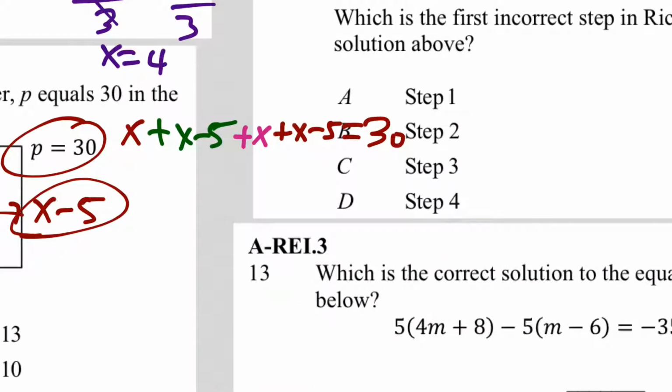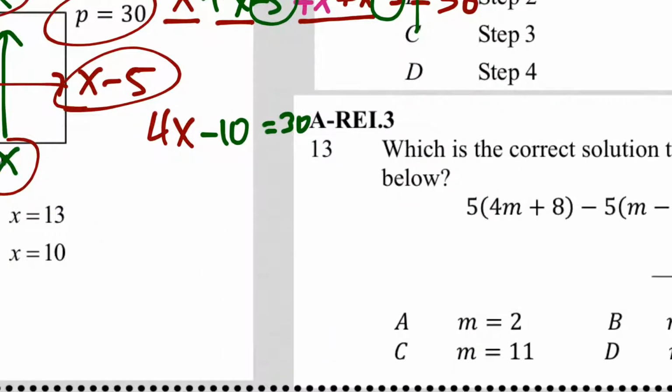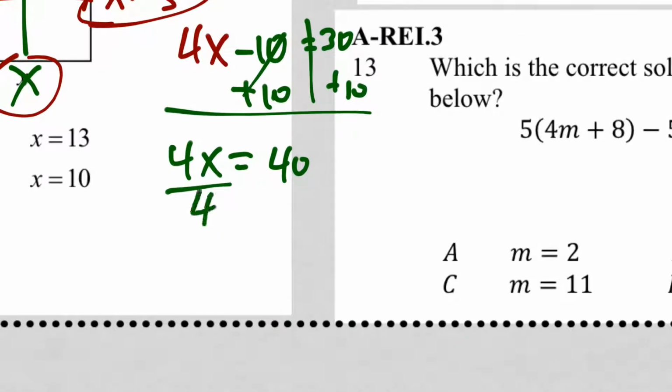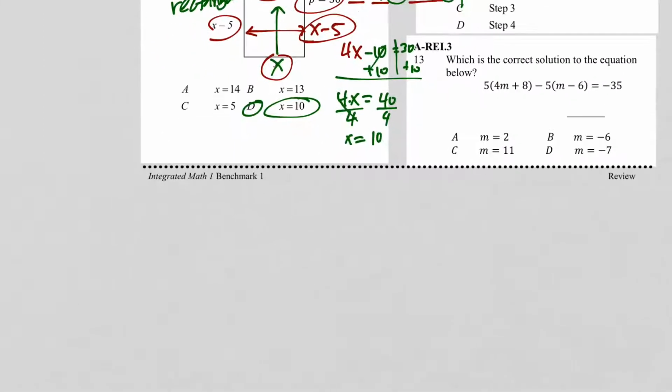So now I'm going to combine like terms. I have x plus x, that's 2x, plus 2 more x's, that's 4x. Then I'm going to combine the negative 5s. They're on the same side of the equal sign, so I can combine them. Negative 5 minus 5 is negative 10. This is going to equal the perimeter, which is 30. Solve for x by adding 10 to both sides. So I get 4x equals 40. The opposite of multiplication is division. So I'm dividing by 4 so I can isolate the variable, and I get 10. x is equal to 10. So the answer is D.